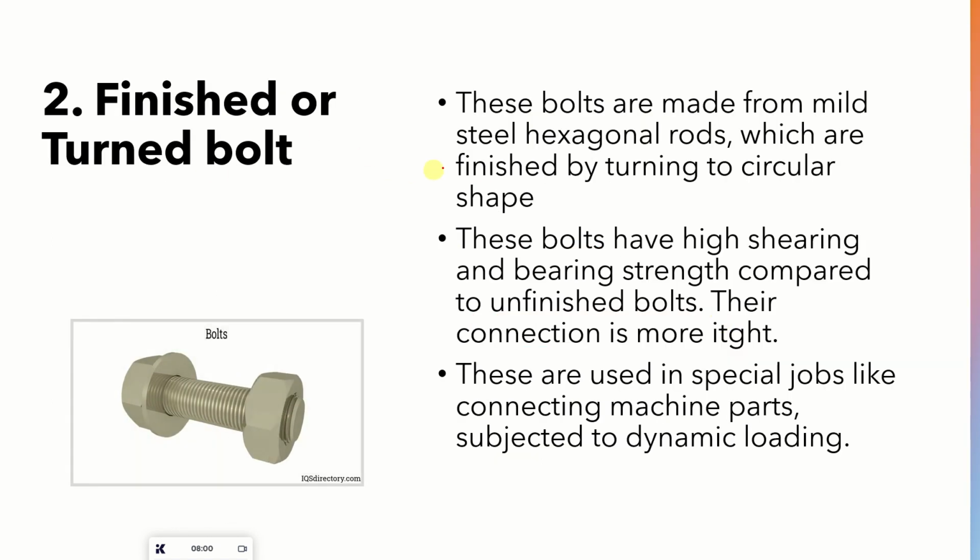Finished or turned bolts. These bolts are made from mild steel hexagonal rods, which are finished by turning into a circular shape. These are well finished. These have high bearing and shearing strength compared to unfinished bolts, and the connection is more tight. These are used in special jobs like connecting machine parts subjected to dynamic loading.